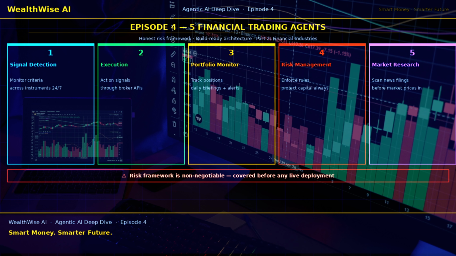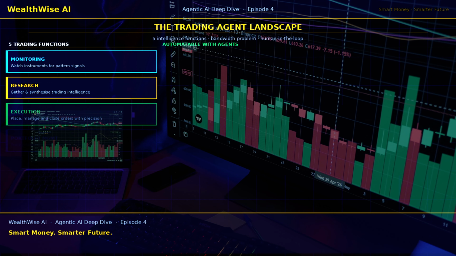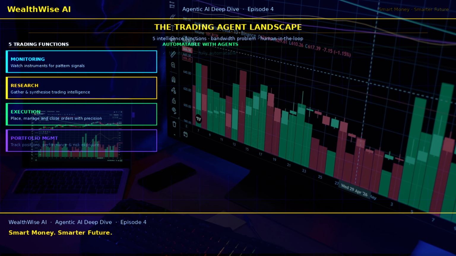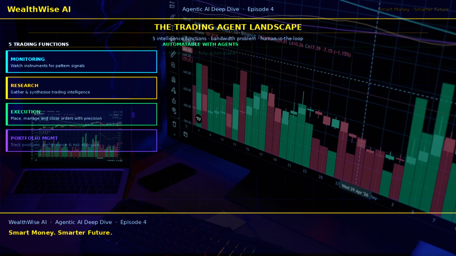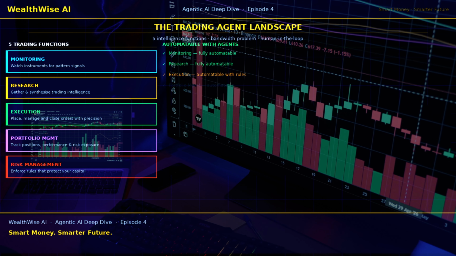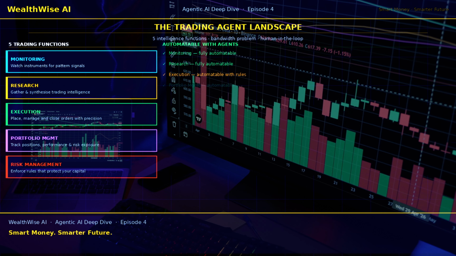5 intelligence functions in financial trading: monitoring, research, execution, portfolio management, and risk management. Historically, a solo trader juggled all 5 simultaneously under psychological pressure. That is why most retail traders underperform, not from lack of intelligence, but lack of bandwidth. Agentic AI changes this equation entirely.